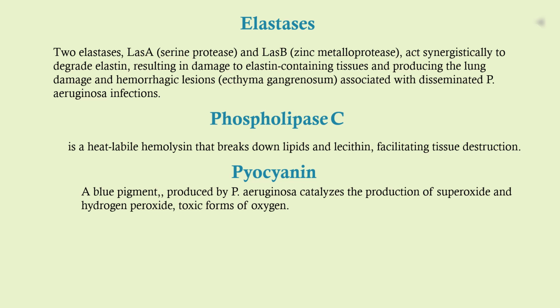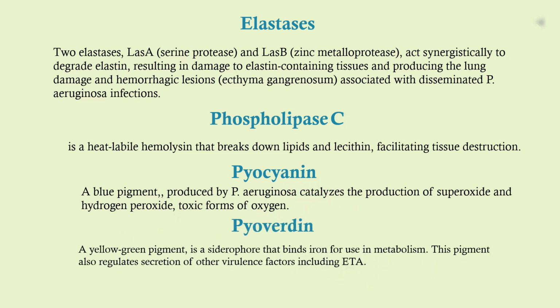Next factor is pyocyanin. It is a blue pigment produced by Pseudomonas aeruginosa, and it catalyzes the production of superoxide and hydrogen peroxide, toxic forms of oxygen. This pigment also stimulates interleukin 8 release, leading to enhanced attraction of neutrophils. And the last factor is pyoverdine, a yellow-green pigment. It is a siderophore that binds iron for use in metabolism. This pigment also regulates secretion of other virulence factors like exotoxin A.